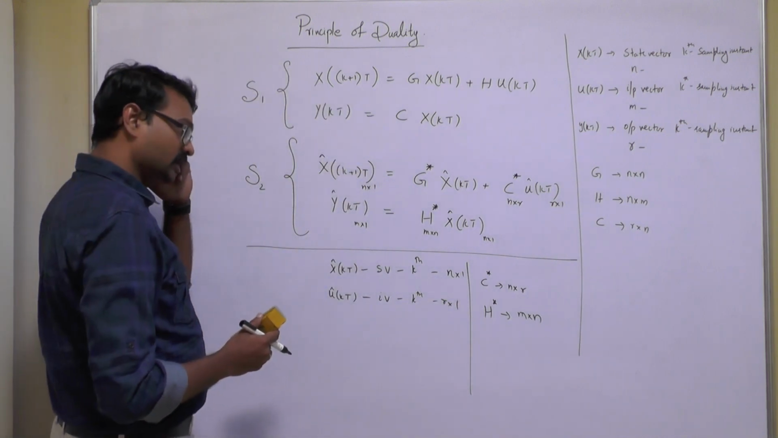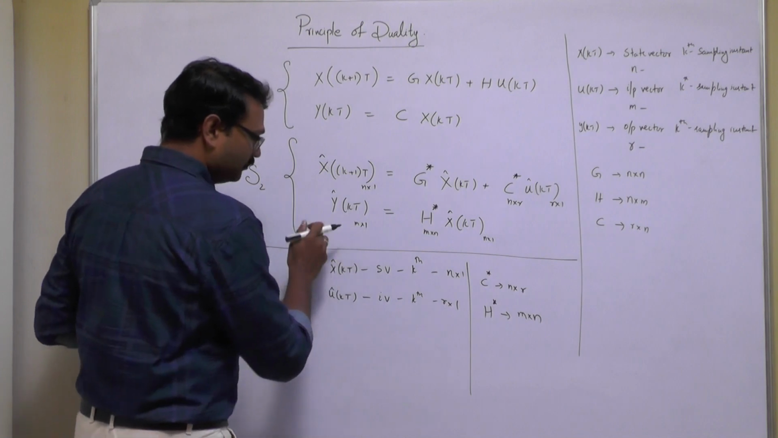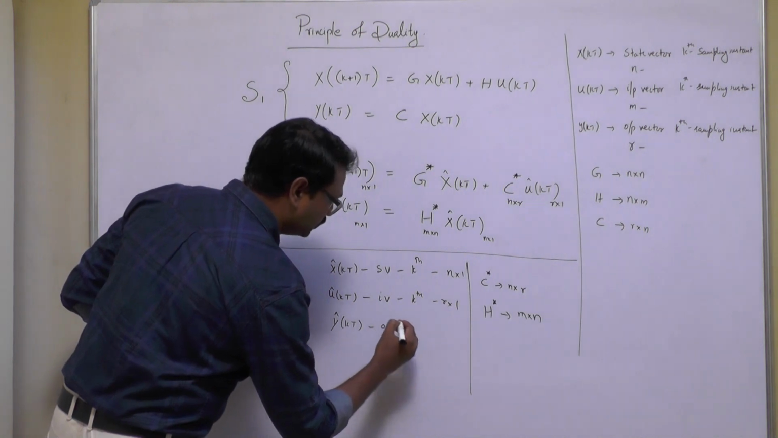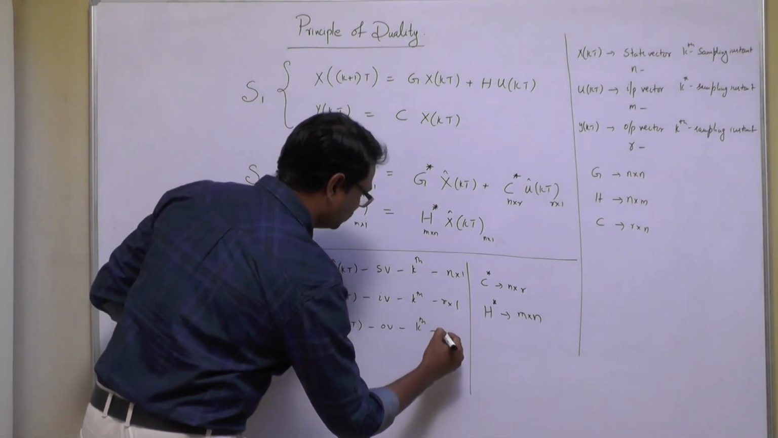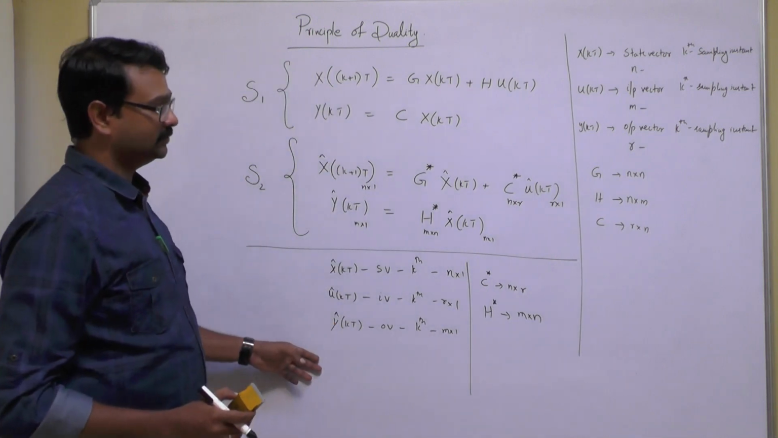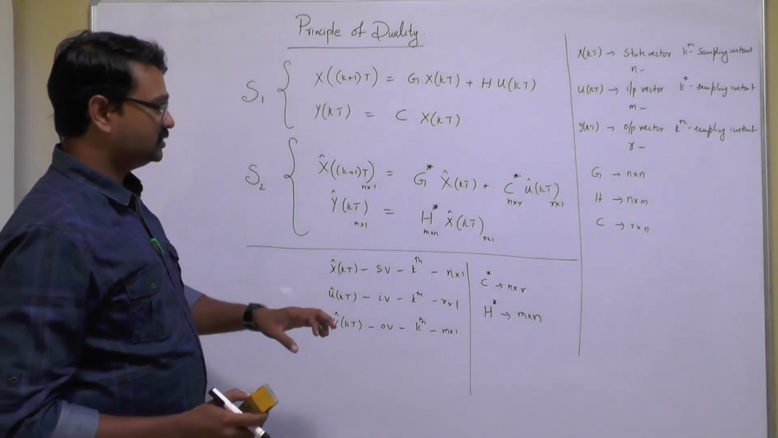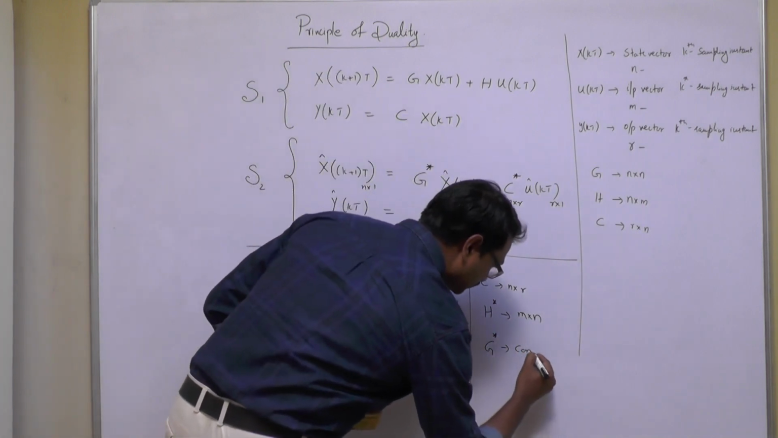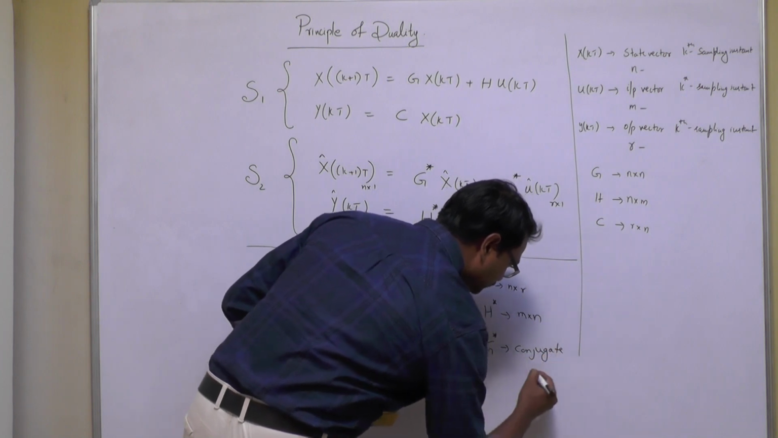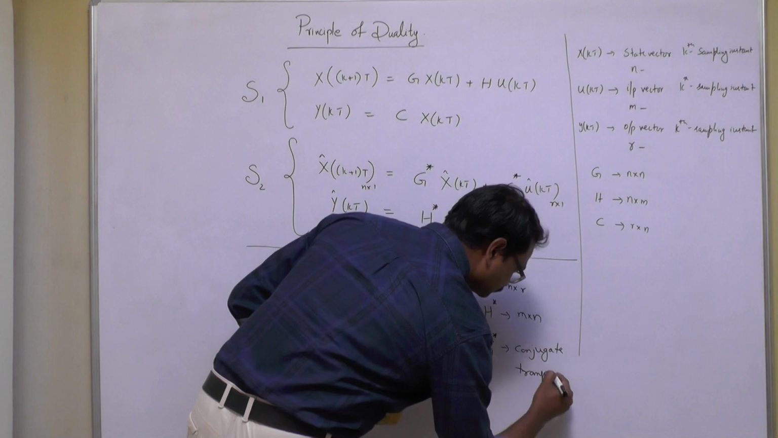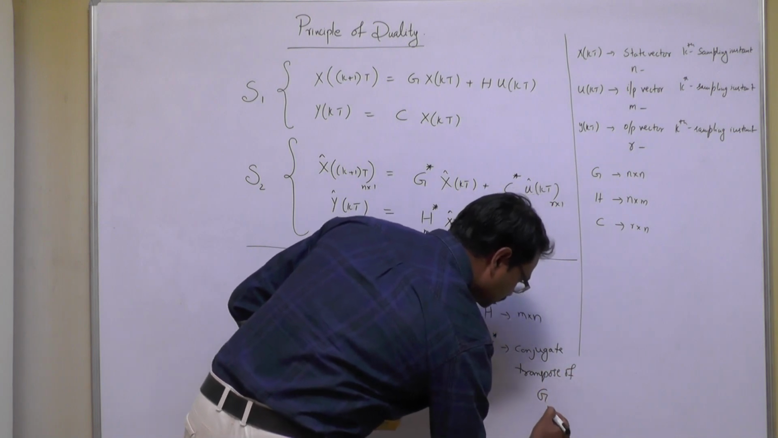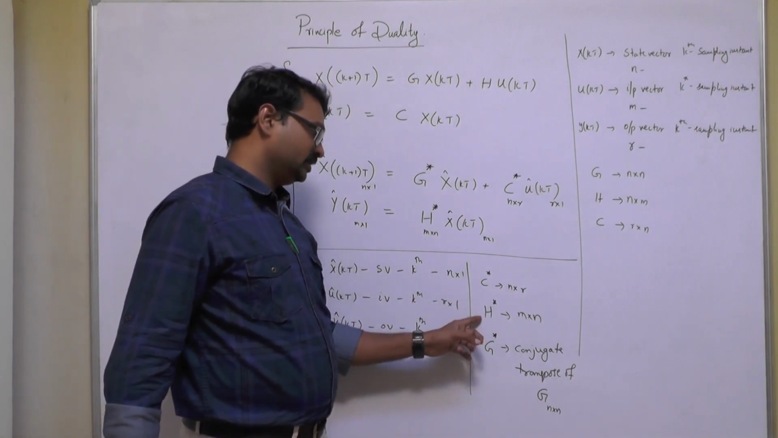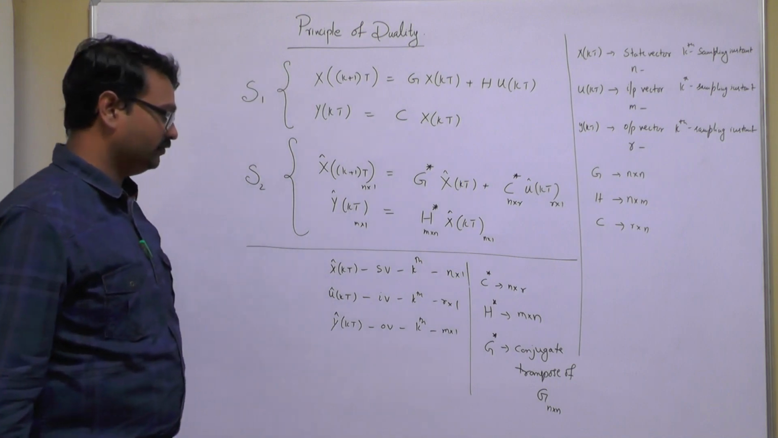So it has interchanged, and y star of kT is an output vector at the kth sampling instant, and the order of this matrix is M by 1. And G star is again the conjugate transpose of G, which is an N by N matrix. Similarly, H star is the conjugate transpose of H, and C star is the conjugate transpose of C.